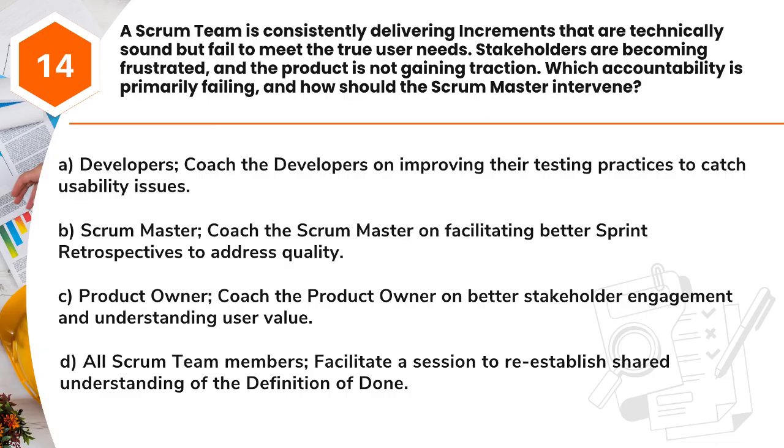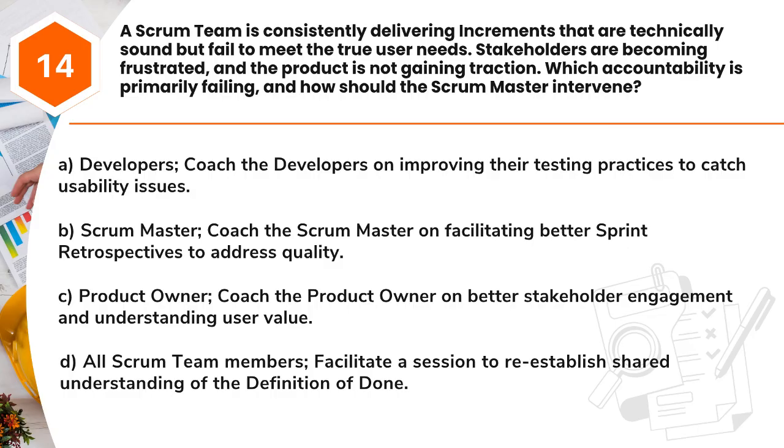Question 14. A Scrum team is consistently delivering increments that are technically sound but fail to meet the true user needs. Stakeholders are becoming frustrated, and the product is not gaining traction. Which accountability is primarily failing, and how should the Scrum Master intervene?